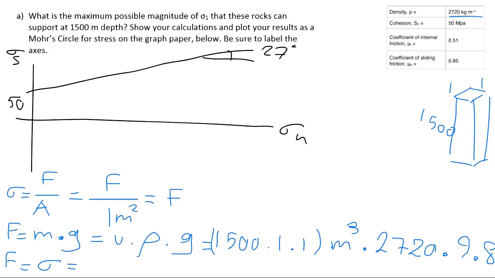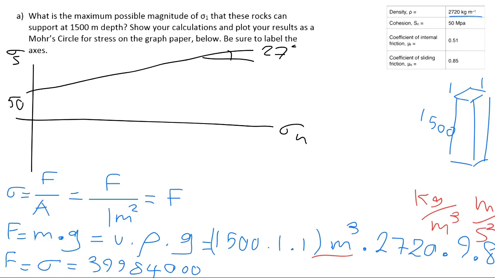I will multiply 1500 by 2720 multiplied by 9.8, and the value is going to be 39,984,000. And the unit for this, right? So we know this is the first part, it was cubic meter. The second part is kilogram over cubic meter, and the gravity is meter per squared second, right? These are the units.